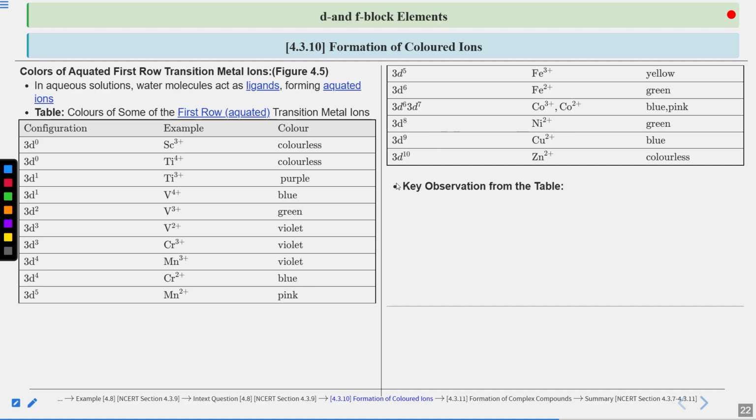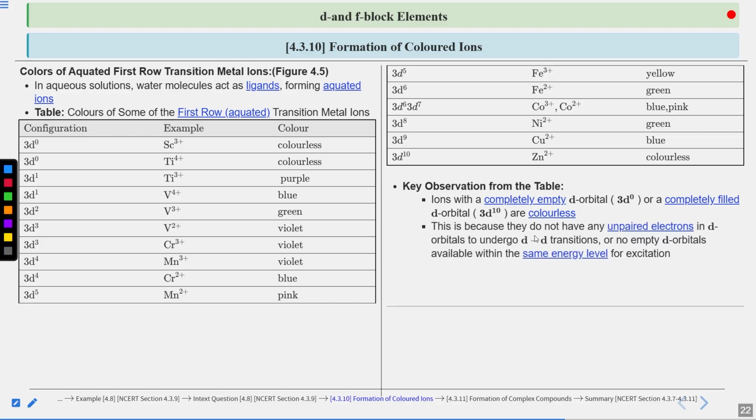The key observation from this table is that ions with a completely empty d orbital like 3d0, or a completely filled d orbital like 3d10 in the case of zinc 2+, scandium 3+ and titanium 4+, form colorless compounds. This is because in the d0 case they do not have any d electrons to undergo d-d transitions, and in the d10 case there is no empty d orbital available within the same energy level for any excitation.